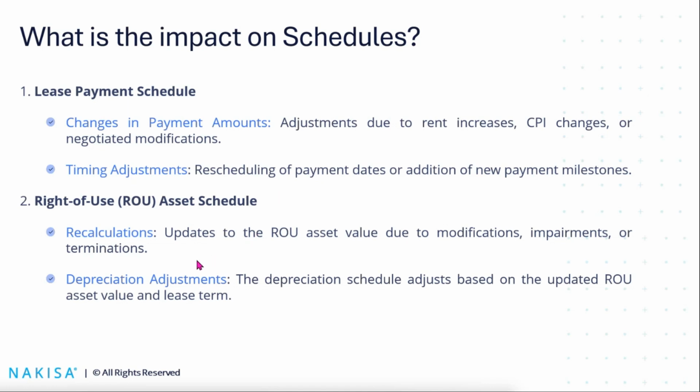Next will be the ROU asset schedule, which is the right of use asset schedule. The updates for the asset value due to modification, impairment and terminations can be seen, as well as depreciation adjustments.